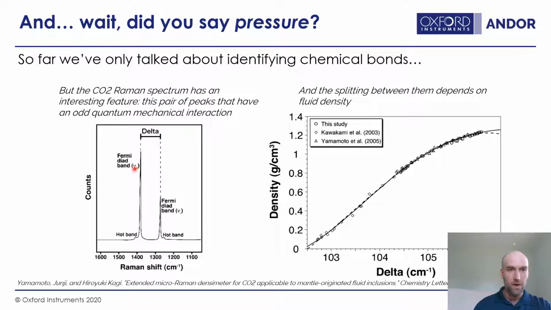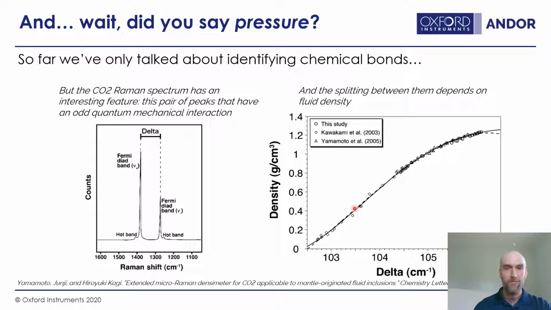It has a spectral dyad here. And this pair of peaks has an odd quantum mechanical interaction. So these are two vibrations that interact with each other in a weird quantum mechanical way that I encourage you to look more into, which is outside the scope of what I can talk about here. But the separation between these bands, the delta that they're pointing out here, goes with density, and they use that as a proxy for pressure.